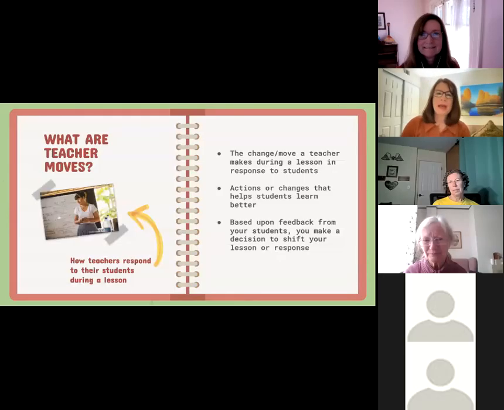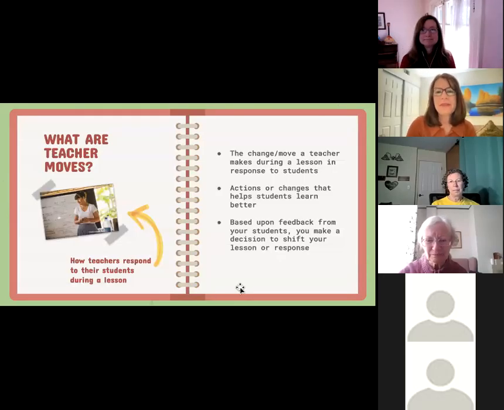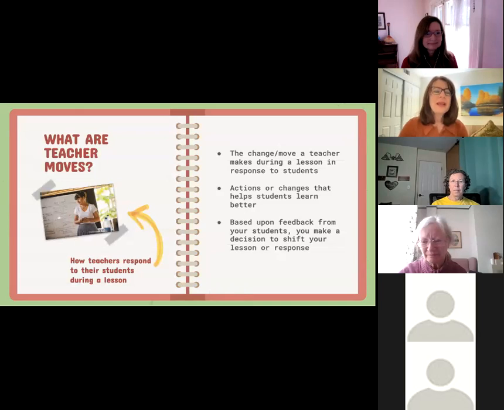I want to talk about what I call teacher moves. Teacher moves are how a teacher or a tutor, because a tutor is a teacher, responds to their students during the lesson. It's those immediate shifts and changes that a teacher does in response to what's happening with their students. We often hear "move" in sports.